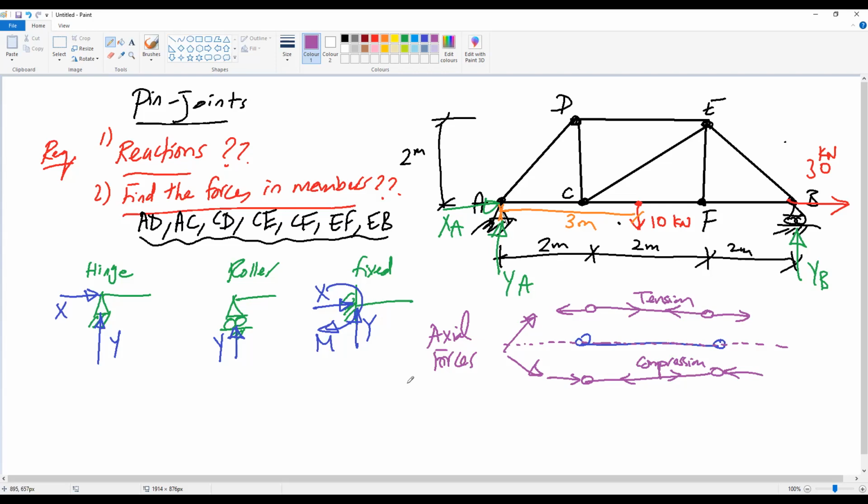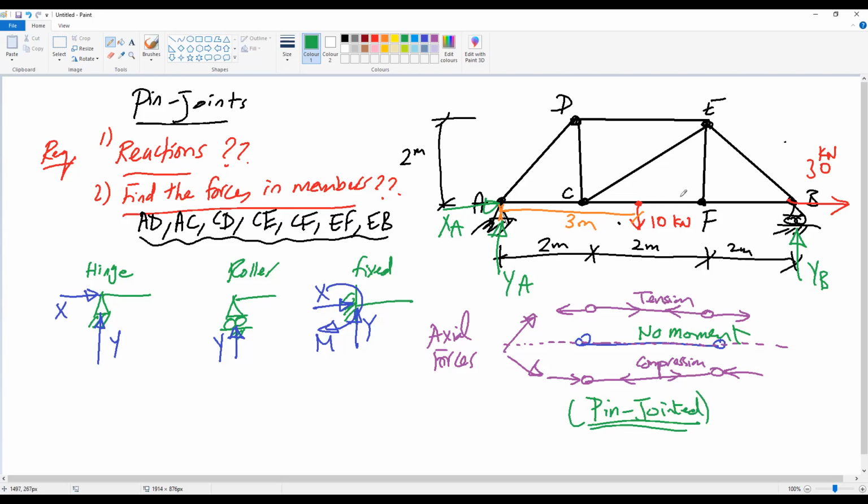Okay, the truss has no moment on a truss member. The truss member cannot carry any moment. Do you remember that, or do you know that? So no moment is transferred through the truss member because all the truss members are pin jointed. Because it's pin jointed, it cannot transfer moment.